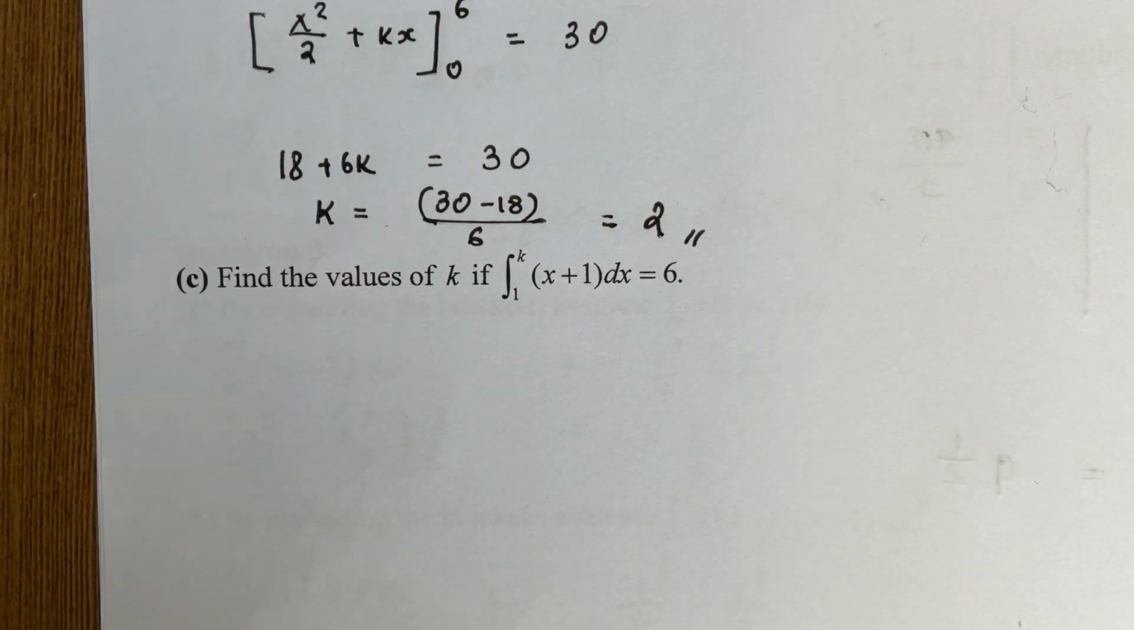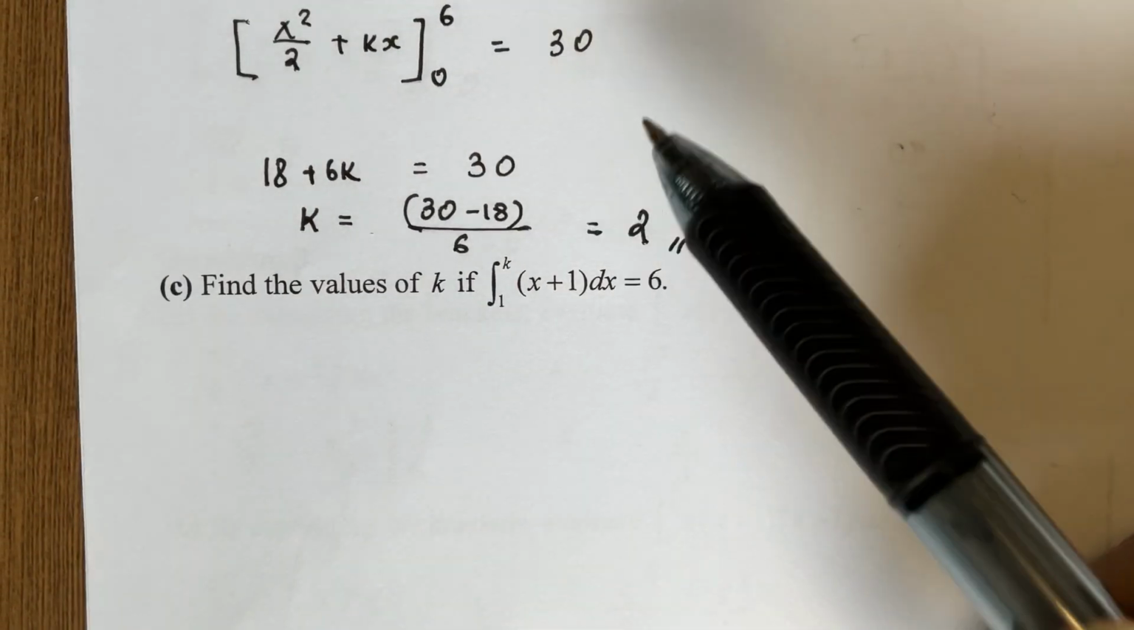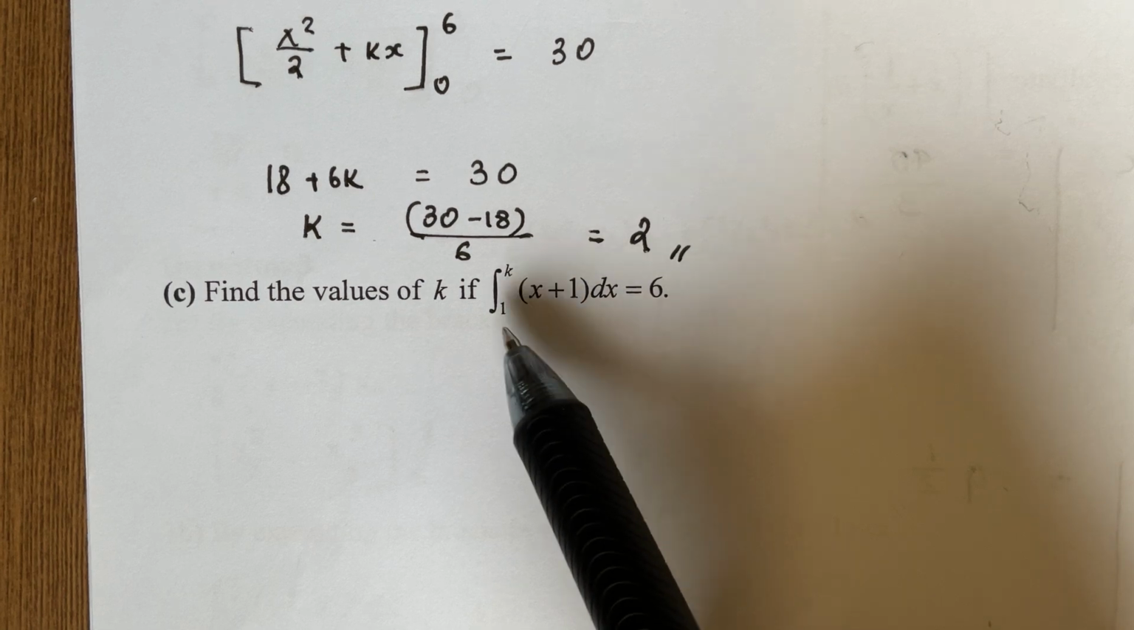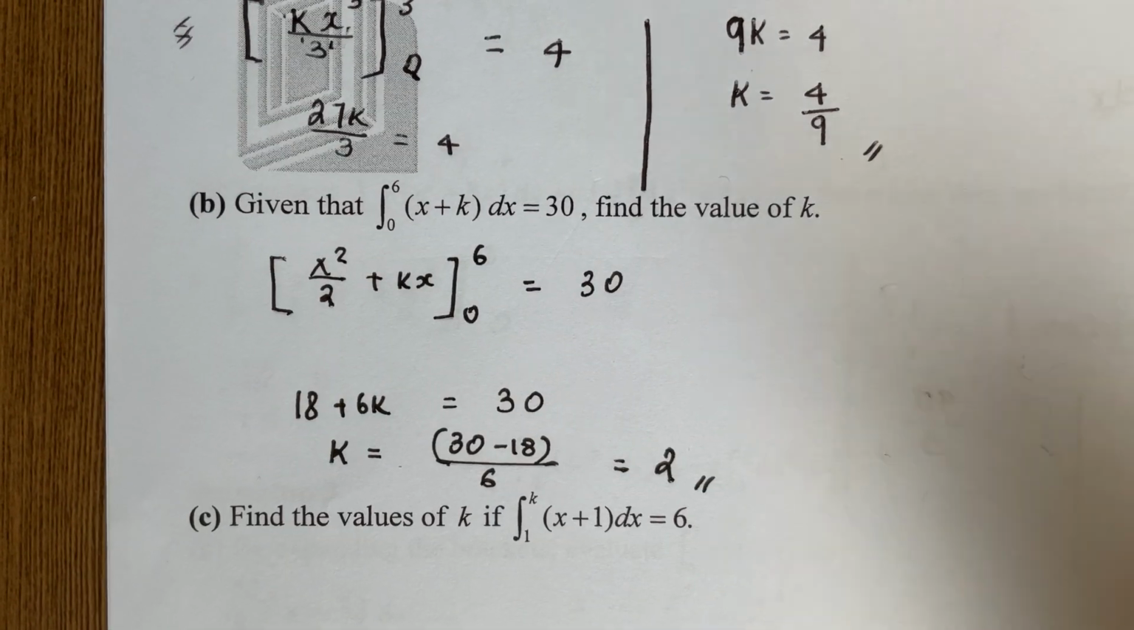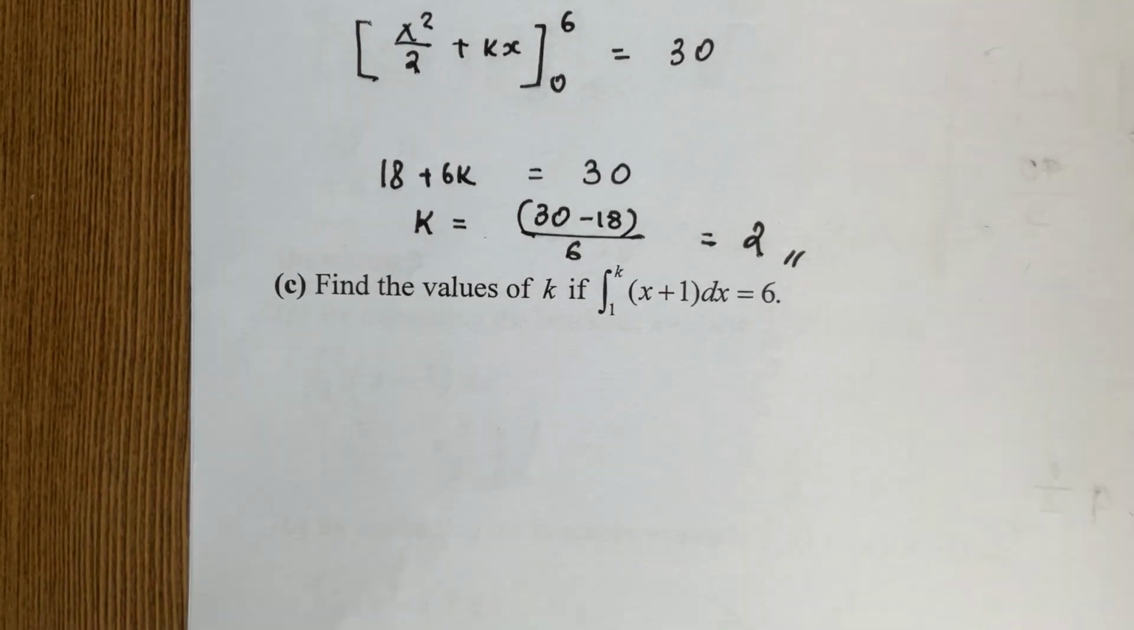Okay, so this is the next question. Find the value of k if this function x plus 1 is bounded between 1 and k. So this is a bit different from the types of questions that we've been seeing in the previous 2 days. So let's go about doing this.